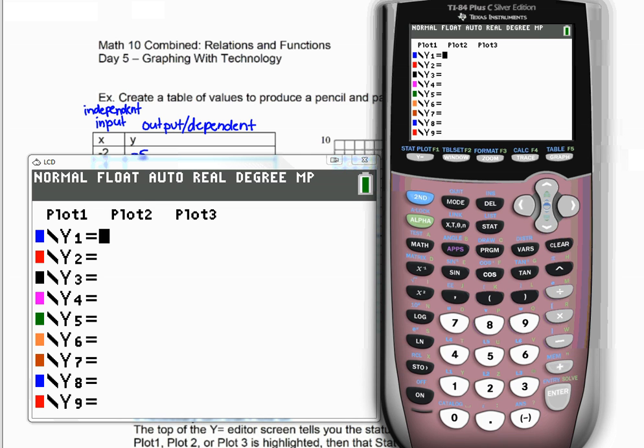Also the plots. So plot 1, plot 2, plot 3, those should never be bolded. If your calculator won't graph, sometimes students will come up to me and say it's not graphing, and one of the plots accidentally got highlighted. That's for a totally different function that you use for statistics in Math 20-2. So if that turns on, you just have to push enter. Those should never be highlighted.